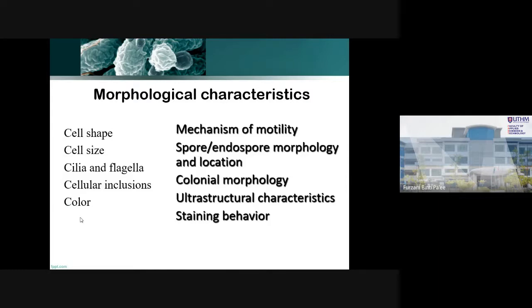differentiate the bacteria based on the shape. Based on the color as well, we can differentiate the bacteria. Based on the staining behavior, whether they are gram positive or gram negative, and also the way they move, how they move, what they use to move, then that information can be used to characterize the bacteria.